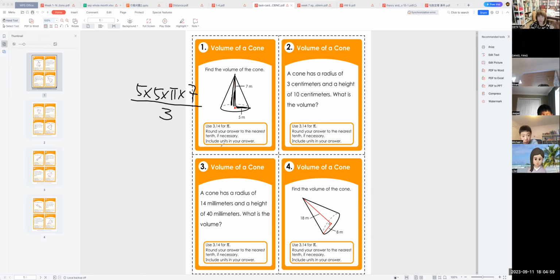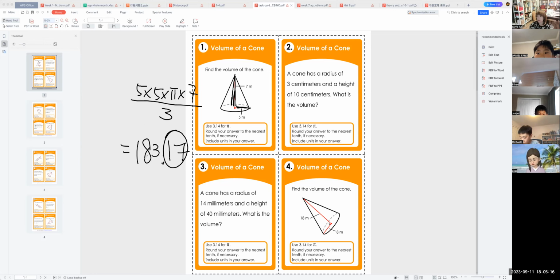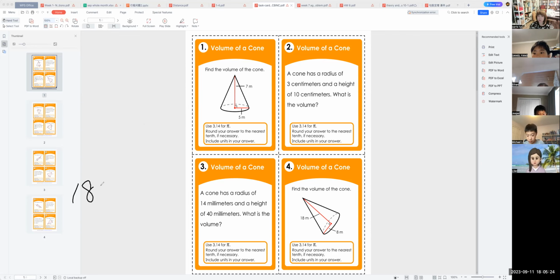Okay, so I'm going to have 25 times 7 divided by 3 times 3.14 equals 183.17. So we just leave it with 2 decimals. Jasper, understand? Okay, we don't do 1.6666666. It's going to be a lot of 6s, right? And also we have learned the decimals, 183.16, so the 6 on top of it is a repeating one.